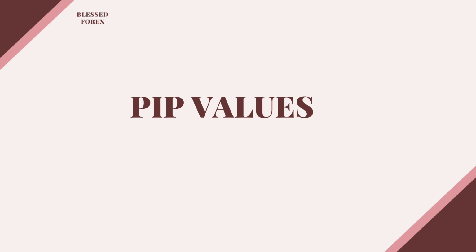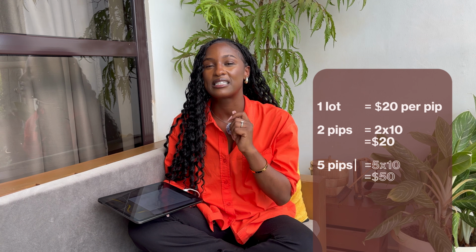Okay, let me also talk about pip values. We are attaching value to a pip. So when you are using these lot sizes, every time they move, you make a certain amount of money. For example, if you're using one lot, that one lot is priced at $10 per pip. So every time price moves up or down by 1 pip or 2 pips, you are going to get that amount of pips that price has moved and then multiply it by $10. If it moves up by 5 pips, get $10 and multiply them by 5 pips to get $50.